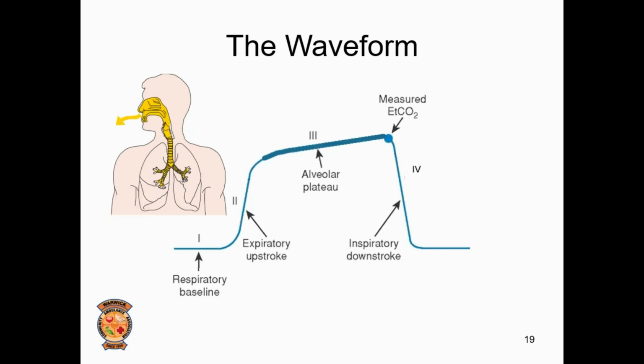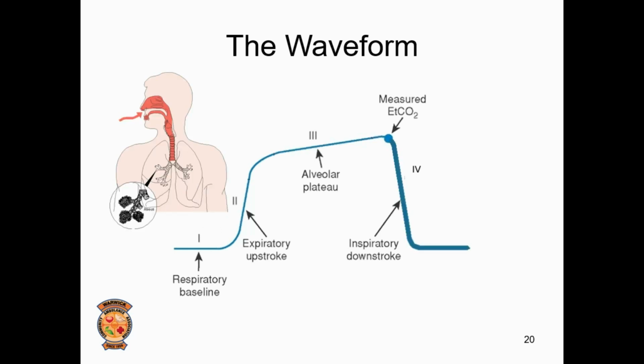Phase 3 is called the alveolar plateau. The air that was in the alveoli is now being expelled. You'll notice that there's continued increase in the amount of expired CO2, and the amount of CO2 at the end of phase 3 is what we know as the end tidal CO2. The last phase is known as the inspiratory downstroke. Since there's relatively low amount of CO2 in inspired air, the waveform drops to the baseline or 0.